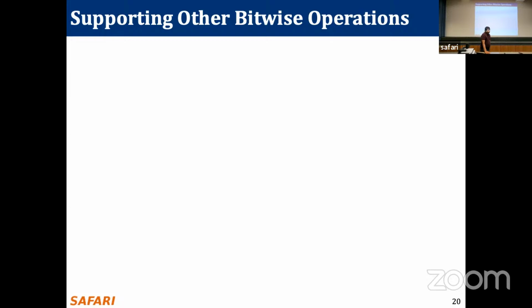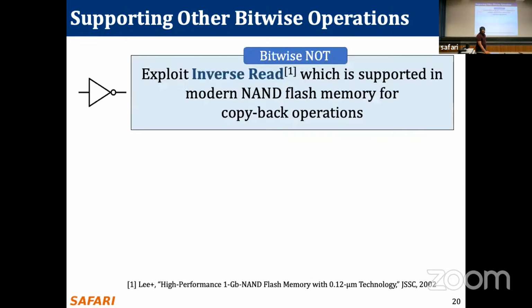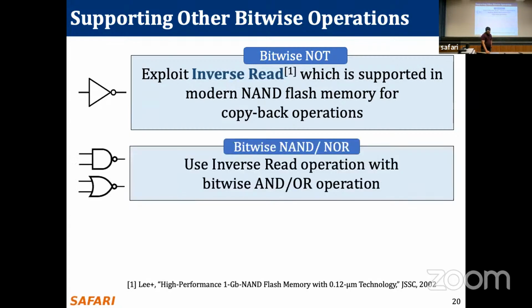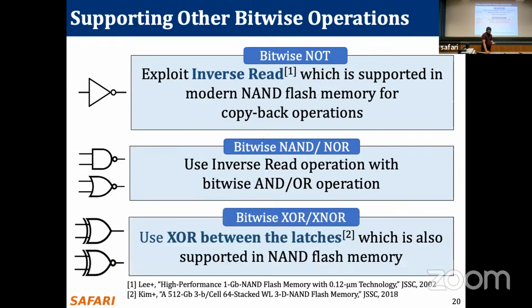We can also support other bitwise operations in Flash Cosmos. To support bitwise NOT, we can exploit the inverse read operation, which is already supported in modern NAND flash memory for copy-back operations. To perform bitwise NAND and NOR, we can perform bitwise AND and OR operations and enable the inverse read operation to get the inverse of that. So that will give us bitwise NAND and NOR.